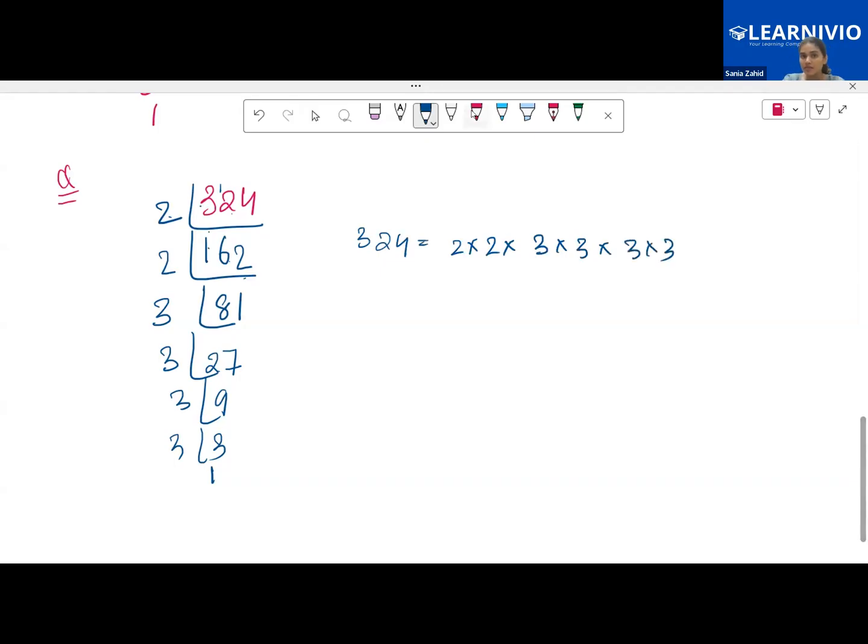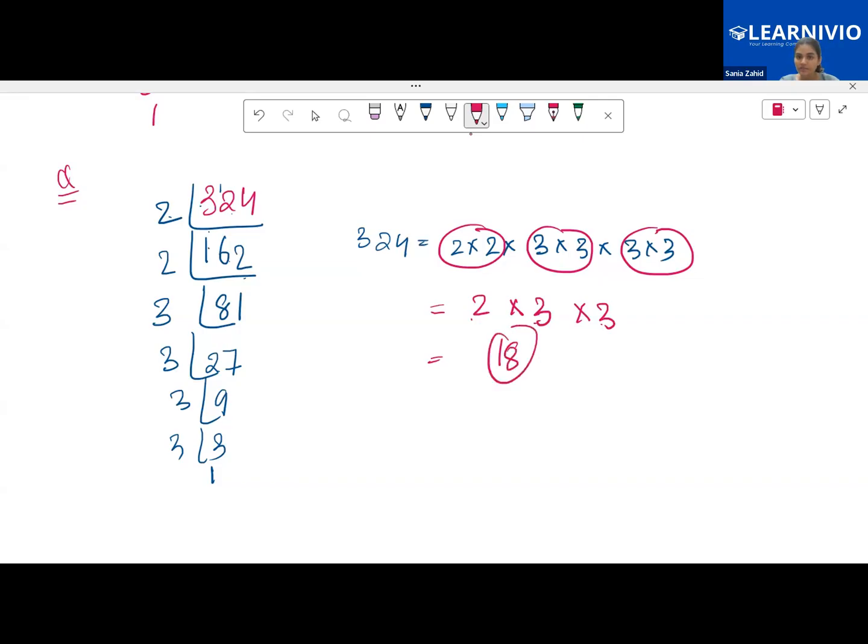Okay, now you make pairs. So one pair, second pair, third pair. So you get 2 into 3 into 3. Okay, so what do you get? 2 into 3 into 3, what does it give you? 2 into 3 is 6 and 6 into 3 gives you 18. Okay, 18 is your answer. Now we come to the next question.